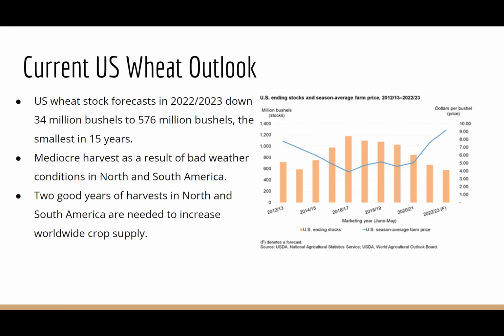And futures prices have increased because of tight U.S. supplies and international uncertainty about the continuity of Black Sea wheat shipments. And the projected U.S. season average farm price, which is already a record high, was increased by 20 cents. So now it's about $9.20.